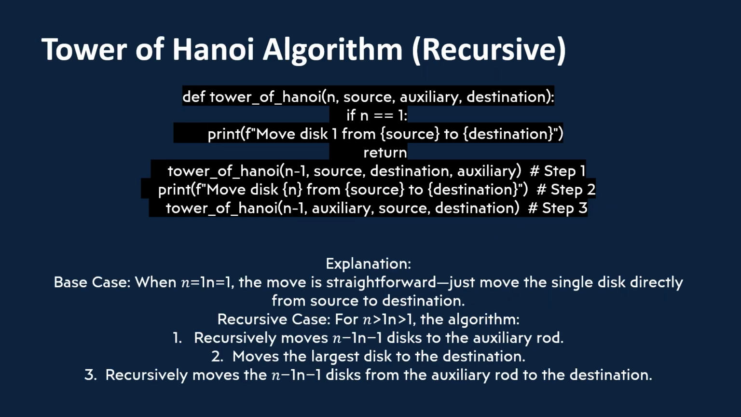Now let's look at the recursive algorithm in Python to solve the Tower of Hanoi. Base case: for n equal to 1, we move the disk directly to the destination. Recursive case: for n greater than 1, we move n-1 disks to the auxiliary rod, move the largest disk to the destination rod, then move the n-1 disks from the auxiliary rod to the destination rod. This approach gradually reduces the problem size, making it solvable step by step.